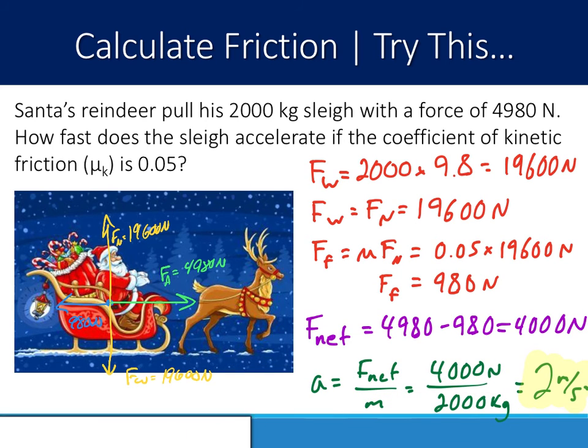Now I can plug that in and solve for my acceleration. 4,000 divided by the 2,000 kilograms. Okay, that was the mass of the sleigh, so 2 meters per second squared. Key ideas here, use your free body diagrams to help you identify net force. Okay, so always come back to those, they really do help.